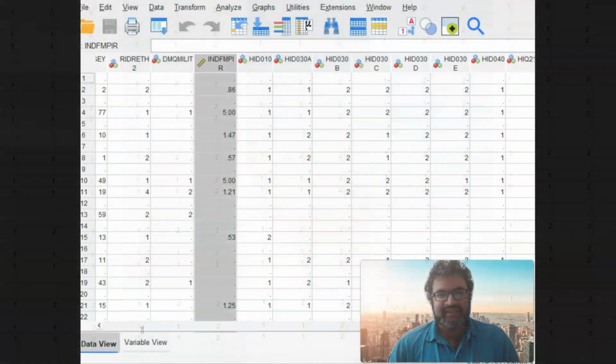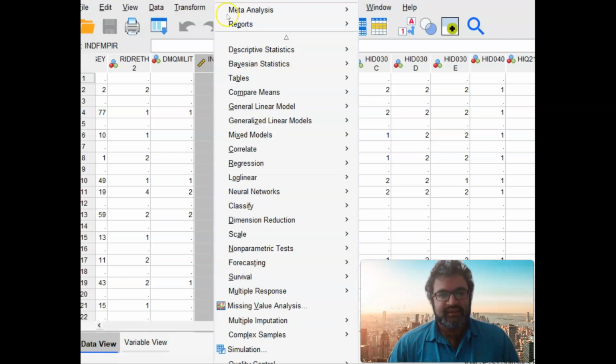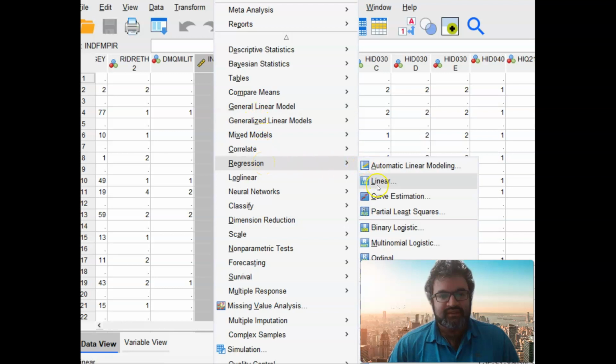Hello. In this segment, I'll be talking about how to conduct some of the assumptions from multiple regression in SPSS. So let's go ahead and get started. If we're trying to conduct a multiple regression, then the first place that you would go, of course, is Analyze. And then going down, you would go into Regression and then Linear.